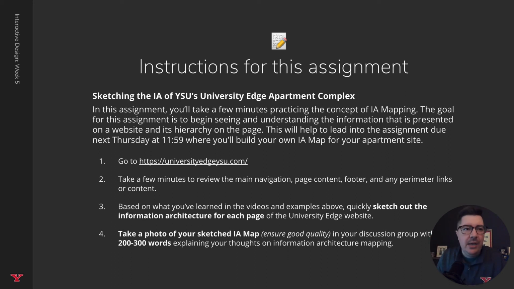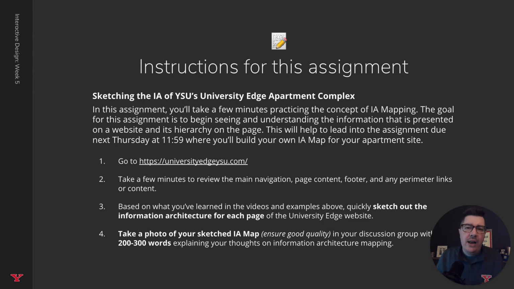But back to this assignment. The first thing you're going to do for tonight's assignment is go to universityedgeysu.com. Take a few minutes to review the main navigation and the content that's on each page. Click through it. Make sure you cover all the pages, the footer, and any perimeter content or links that are available. Then, based on what you've learned in the videos and in the examples provided in this module, quickly sketch out the information architecture for each page of the University Edge website. Quickly sketch out the navigation and the content that you see on each page.